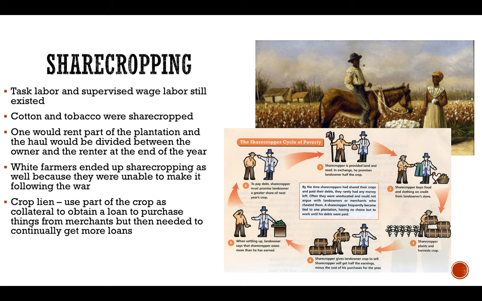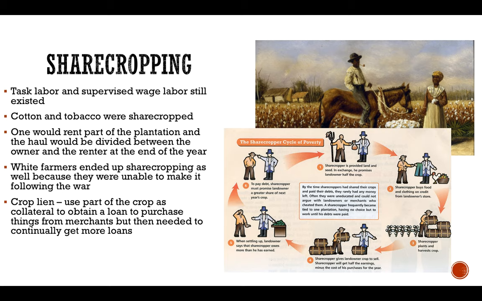Cotton and tobacco were actually sharecropped at this point, and you can see the infographic over here in the bottom right corner. This is the cycle of poverty that the sharecroppers often became involved in. And this was not just African Americans entering into these deals. There were also poor white farmers who couldn't seem to make it on their own, and it ends up being like the payday loan situations that you hear about, where people just need to keep paying more and more, and they're perpetually in debt.